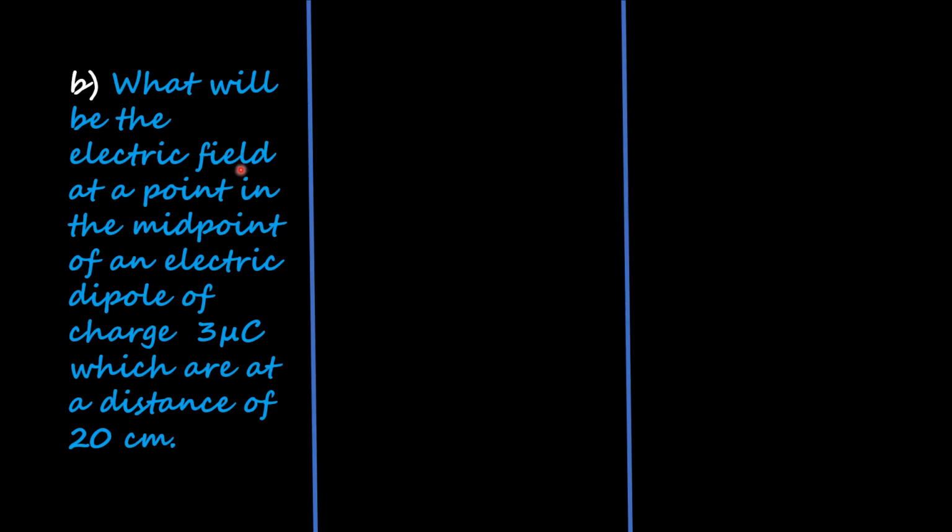What will be the electric field at a point in the midpoint of an electric dipole of charge plus minus 3 microcoulomb, which are at a distance of 20 centimeter? Note an important point in the problem, that is, we have to calculate the electric field at the midpoint of the electric dipole. This is the representation. This is one point charge, this is another point charge. They are separated by a distance. This is minus 3 microcoulomb, this is plus 3 microcoulomb.